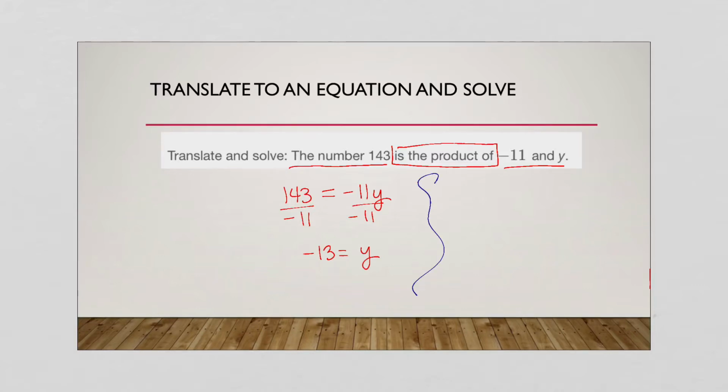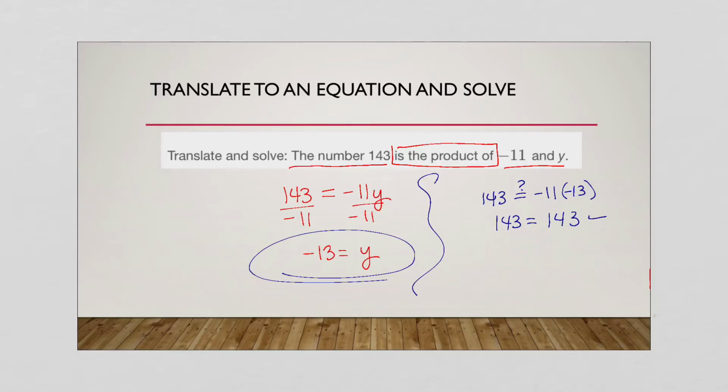So 143 is the product of -11 and -13. 143 is equal to negative times negative is positive. 11 times 13 is 143. So I know this is the correct answer.